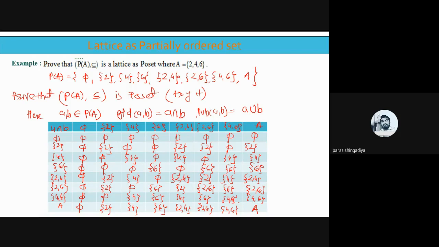Clear? So is there any doubt in this question? You just take a screenshot of this page, and after that, the next page for the solutions.